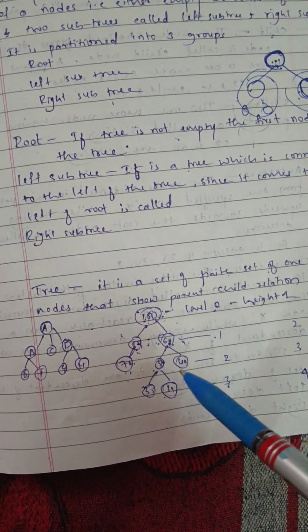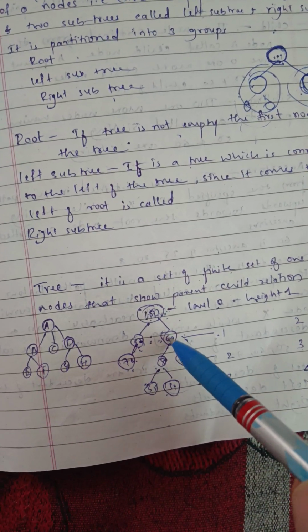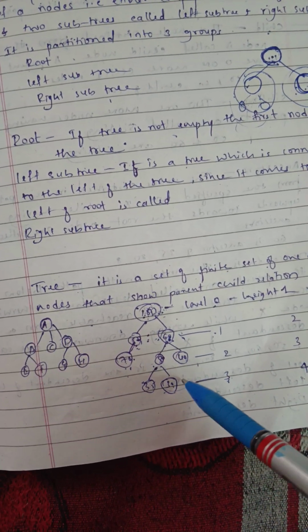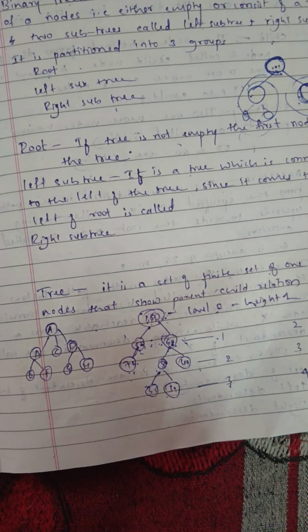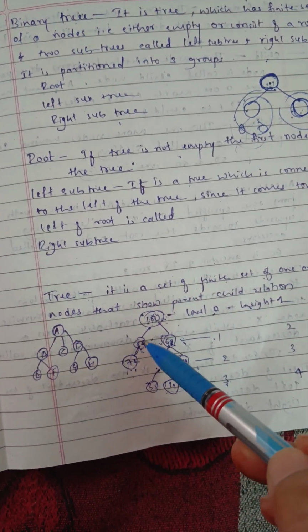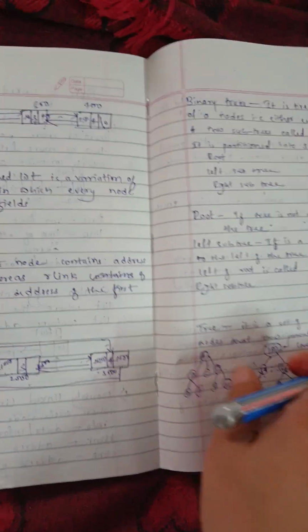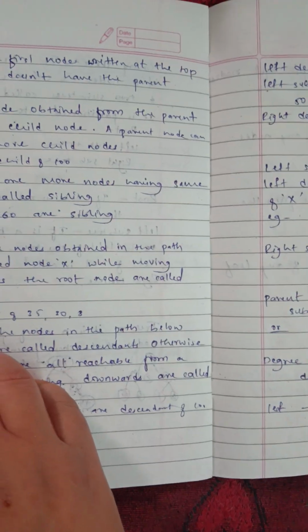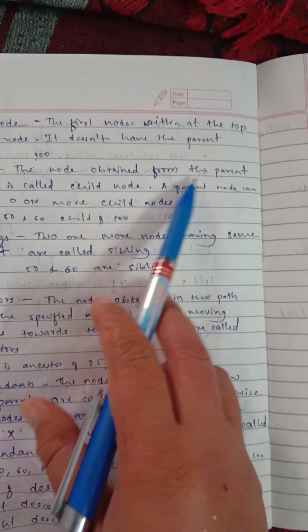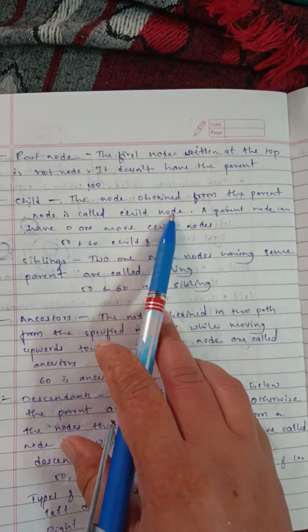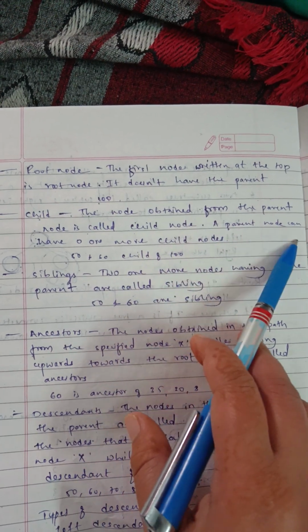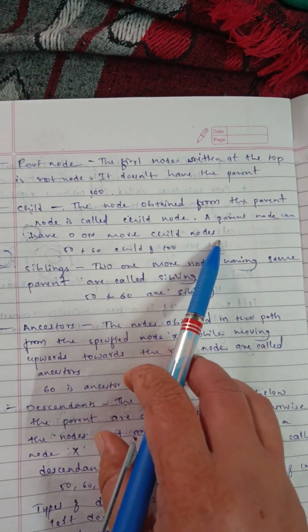70 is obtained from 50. 80 and 40 are obtained from 60. Next, 35 and 30 are obtained from 80. Then which are the children here? 70 is the child of 50, like this. See, the nodes obtained from the parent node are called child nodes. A parent node can have one or more child nodes.